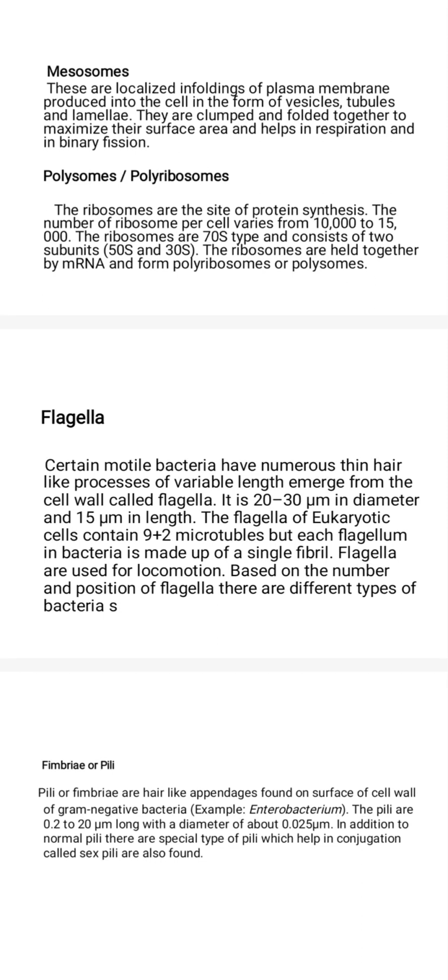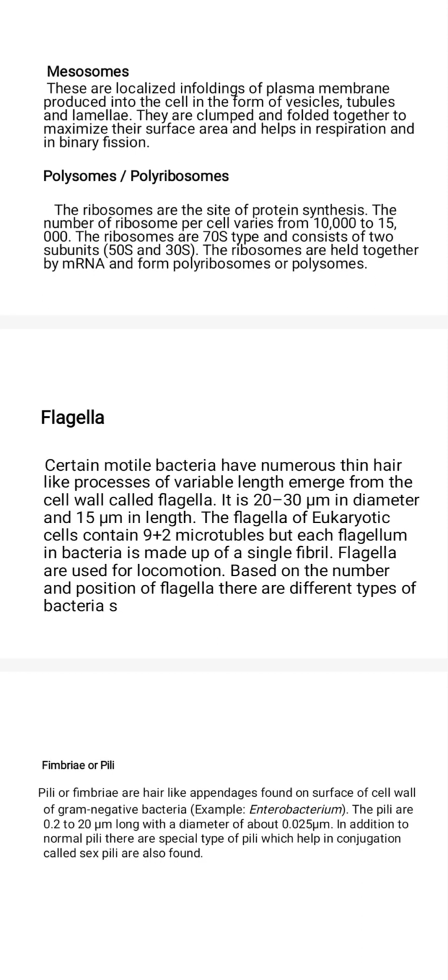So flagella is the motile structure which is present in the bacteria, and the 9 plus 2 microtubules arrangement is there for each eukaryotic flagellum. Okay, and each bacterial flagellum is made up of a single fibril.